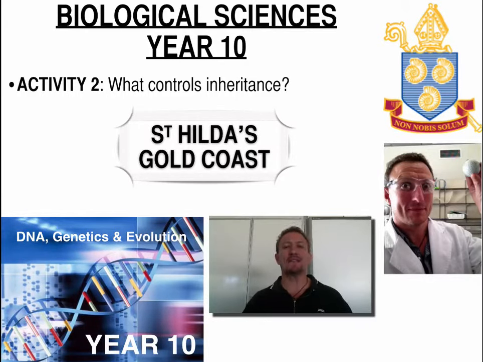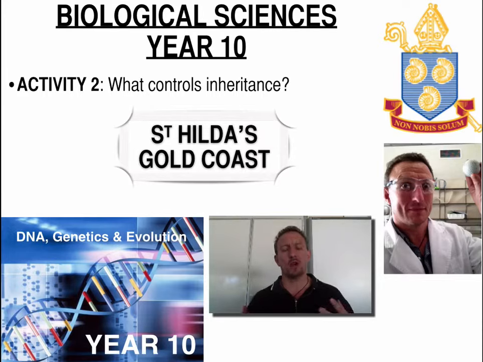We're going to be looking at Activity 2, where we look at what controls inheritance. What is it that is behind all of the information that we get from our parents? We're going to look at the human being, but I want you to think outside the square. It's not all about human beings. We are a small portion of the life on this planet.